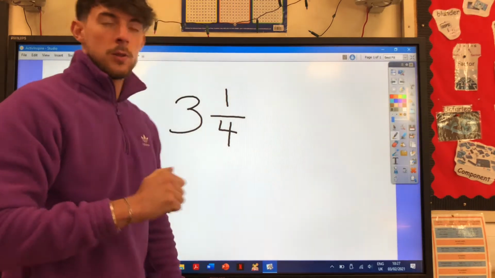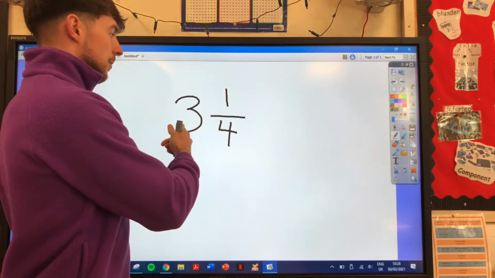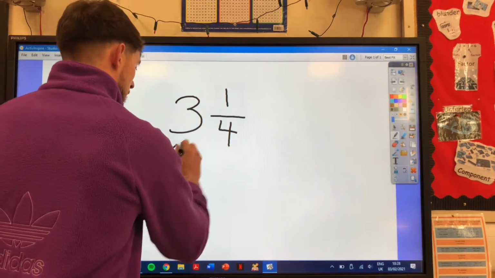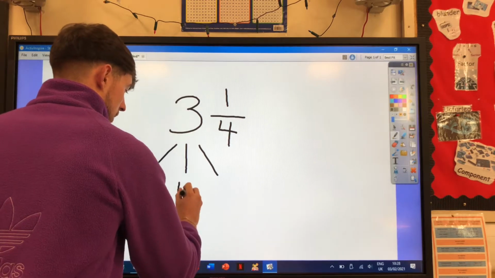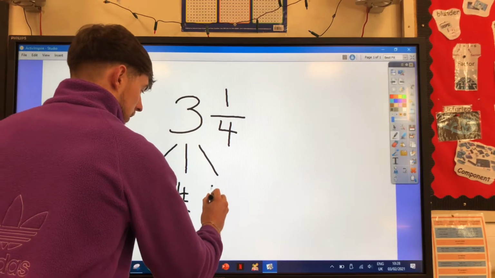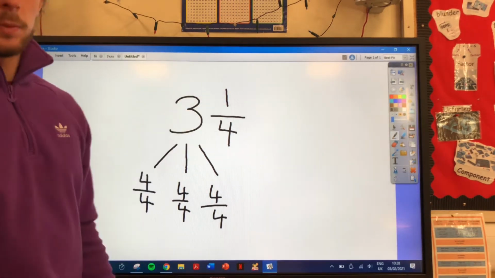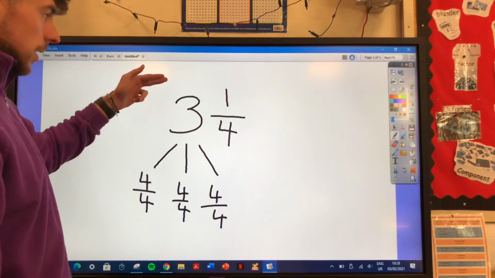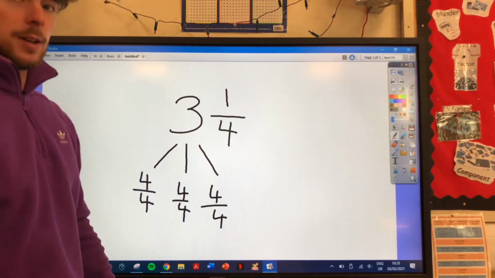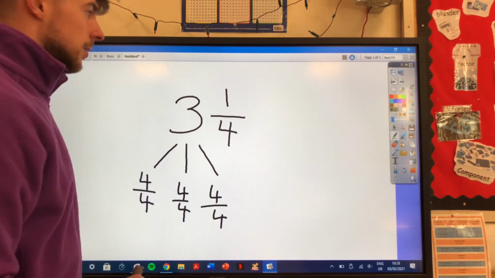So what do we know this 3 means? This 3 means we have 3 4/4s, right? So you have 3 4/4. Okay? So we can't put them up there because that's an improper fraction. So we have to make a mixed fraction with a whole number and a proper fraction, right? So this 3 here means these 3 4s, right?